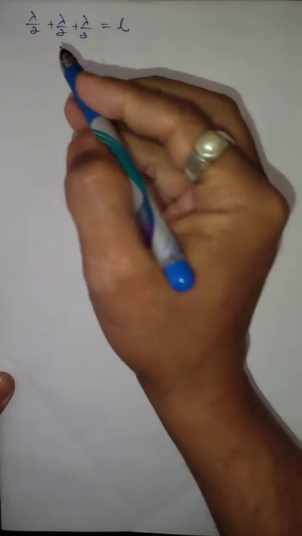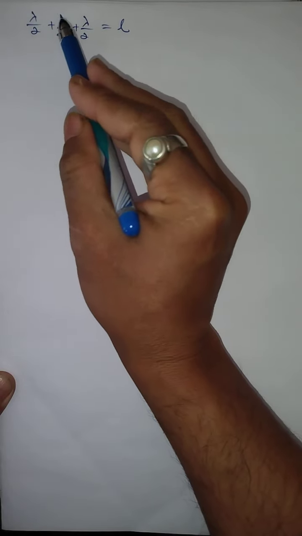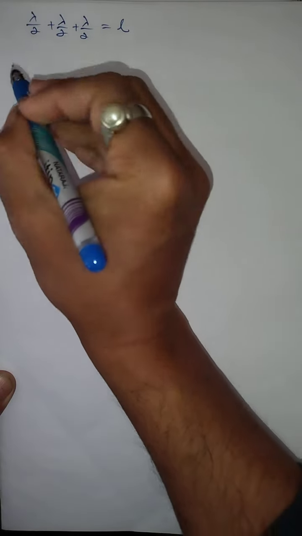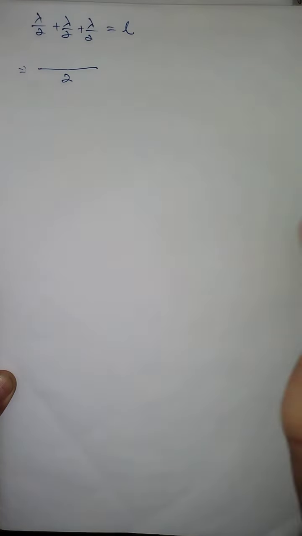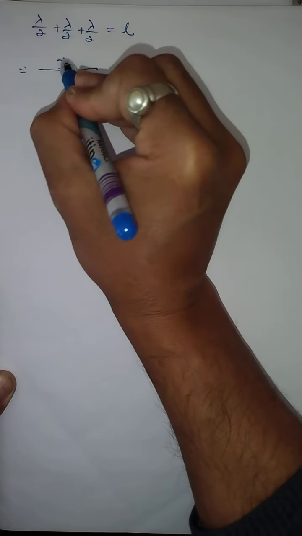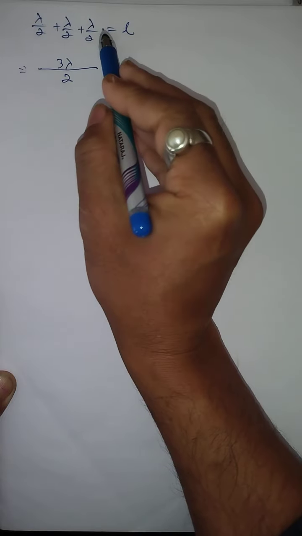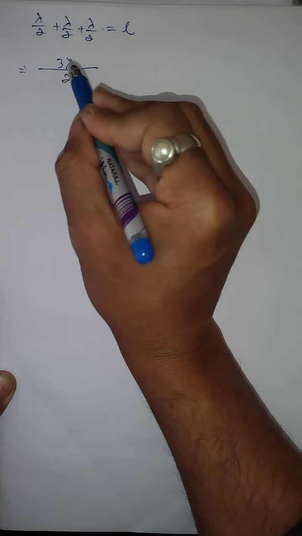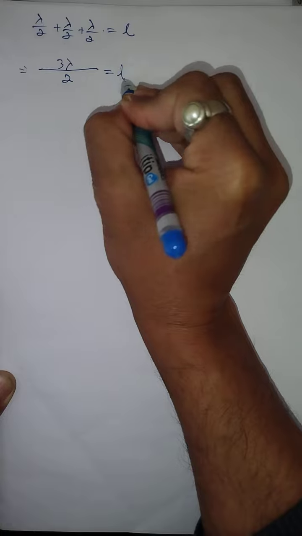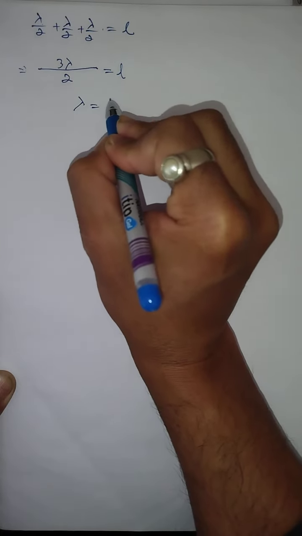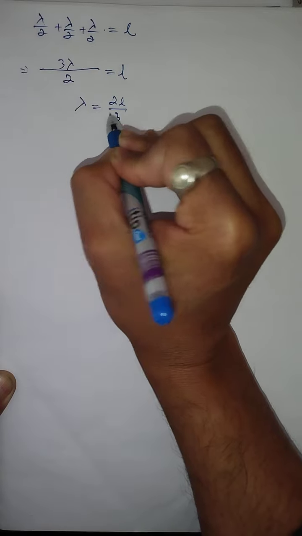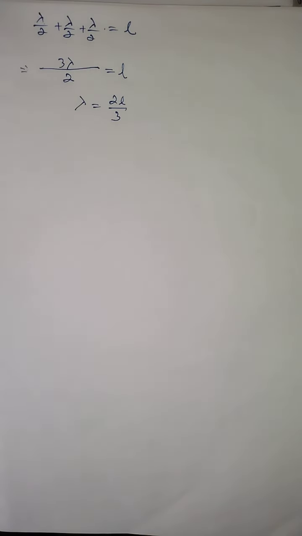So children, you can see that lambda by 2 plus lambda by 2 plus lambda by 2 equals L. Now let me take the LCM on the left hand side. The LCM is 2, so it will be 3 lambda by 2, because lambda is added 3 times. So 3 lambda by 2 equals L. If 3 lambda by 2 equals L, then lambda equals 2L by 3. Yes, we can write lambda equals 2L by 3.